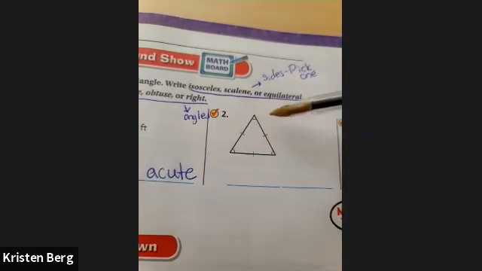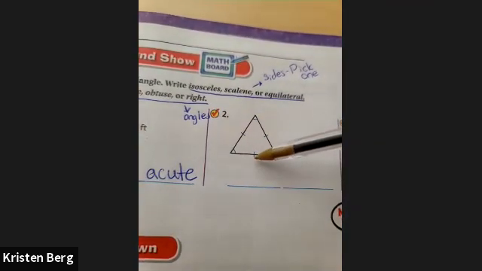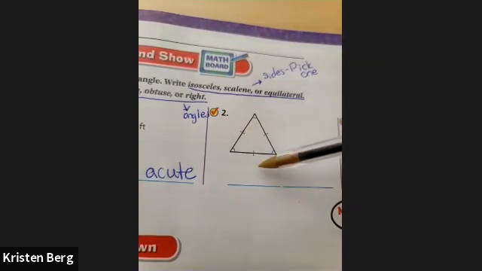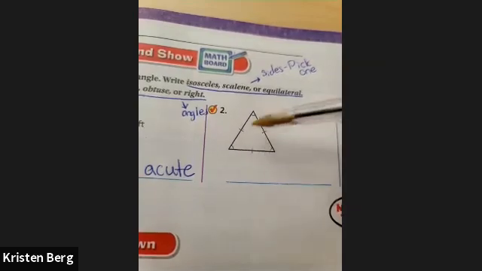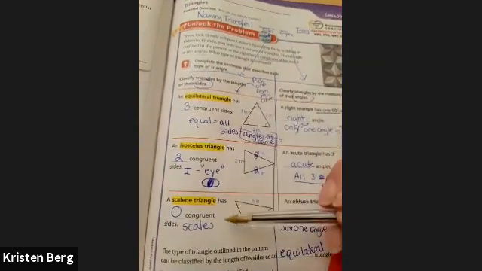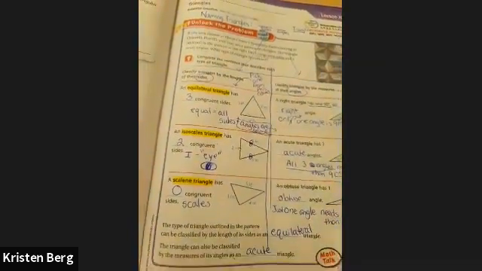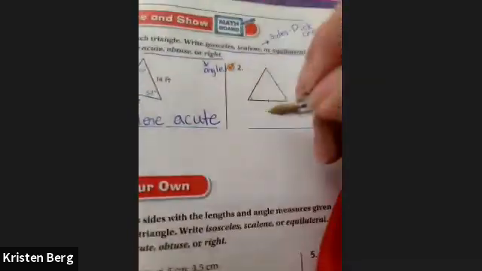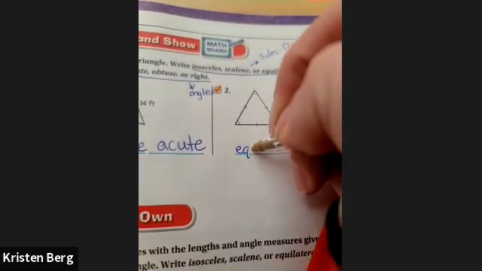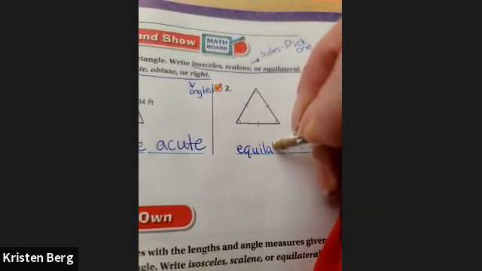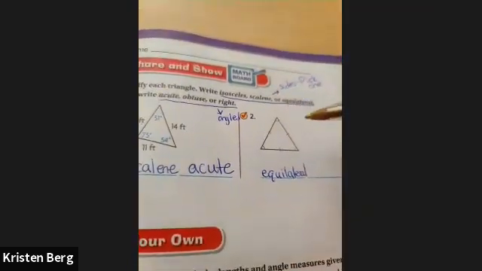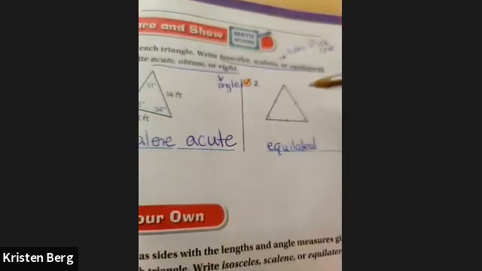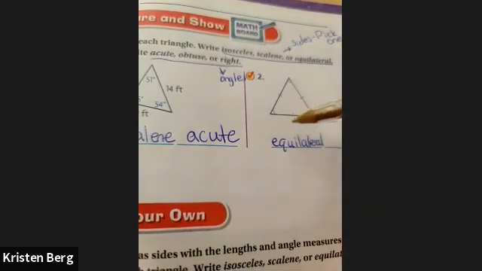Okay, so then next, we are again going to pick one for the sides. So if you look at the sides, it has one hash mark, one hash mark, one hash mark. So they all have the same hash mark on each of these. So that means that they are all the same. So if they're all the same, what side has all the same? It is an equilateral. So this one is your equilateral. And now we're going to look at our angles now, and they are all the same.